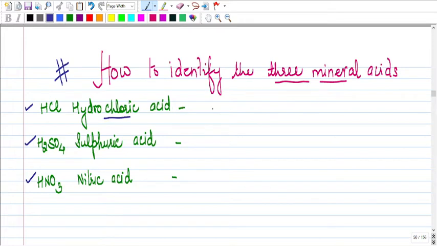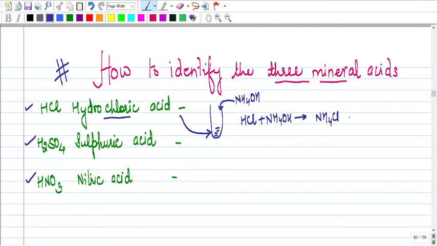In case of hydrochloric acid, what we do, the test tube say contains hydrochloric acid. We bring a rod dipped in ammonium hydroxide. So if the acid inside is hydrochloric acid, this is going to combine with ammonium hydroxide and is going to form ammonium chloride along with water. This ammonium chloride formed is going to have dense white fumes.